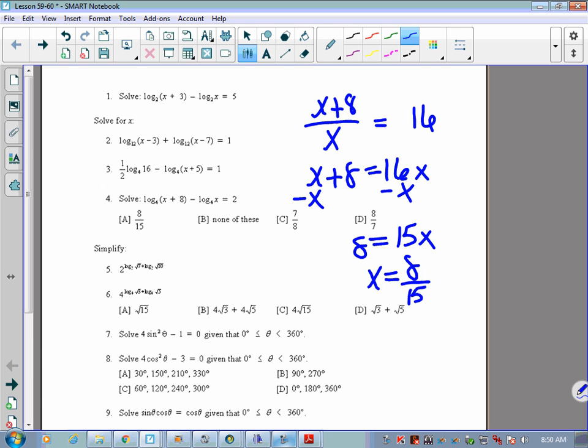Yeah, my eyes kept jumping between the questions, so I put equals 1 instead of equals 2. Okay, so you were grabbing the 1 from 3. Yeah. Okay. So 8 fifteenths is our answer there.